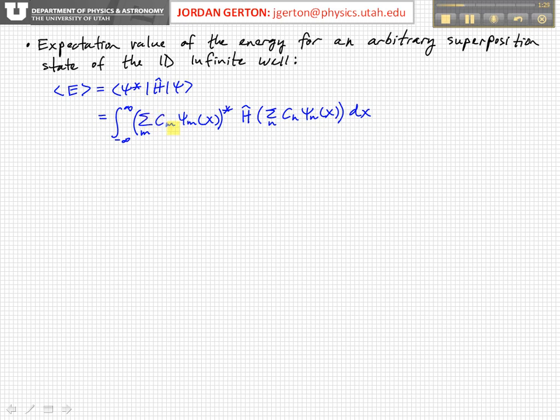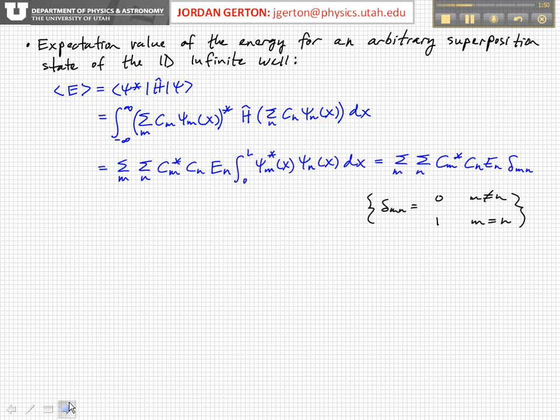Psi star is again a linear superposition. So we have the linear superposition of the basis states, and then we take the complex conjugate of that. That's psi star. We have the Hamiltonian operator, and then we have the linear superposition again of the basis states psi sub n. And now I'm using a different index n. I'm just doing this to be completely general. You'll see in a second how this works out.